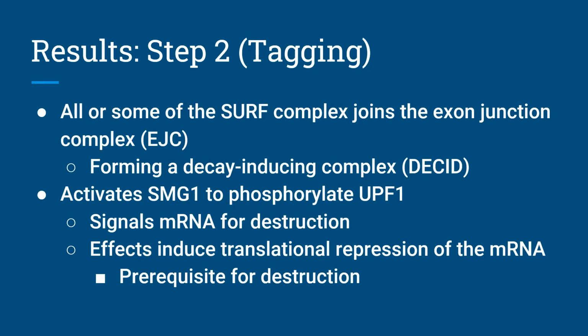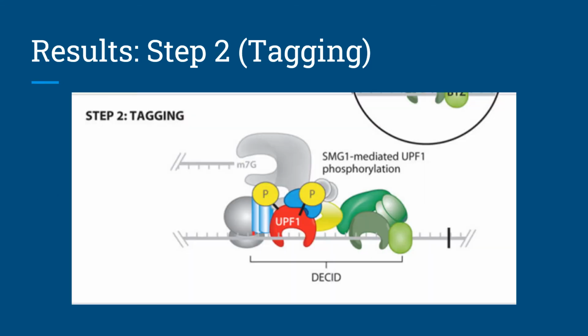And for tagging during nonsense-mediated mRNA decay to occur, all or some of the SURF complex joins the exon junction complex, possibly while the terminating ribosome is still present. So this forms a decay-inducing complex. This configuration activates SMG1 to phosphorylate UPF1. Phosphorylated UPF1 signals the messenger RNA for destruction and has the added effect of inducing translational repression of the messenger RNA, which is a prerequisite for destruction.